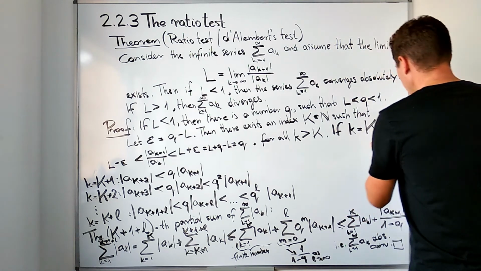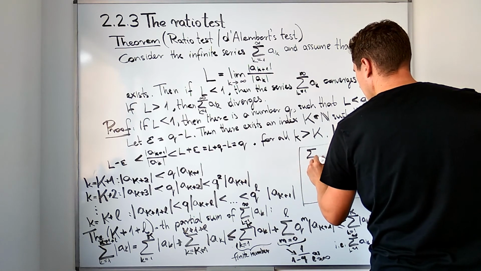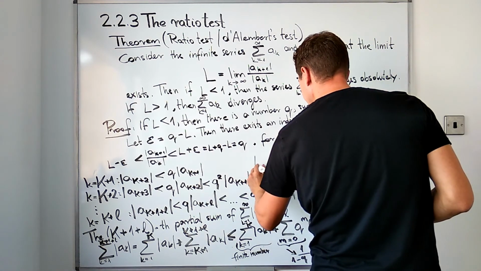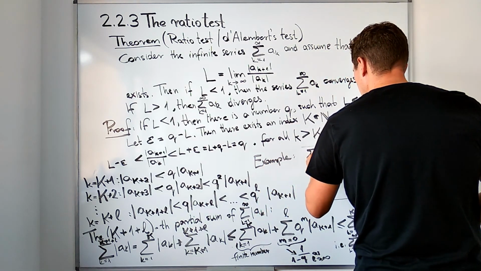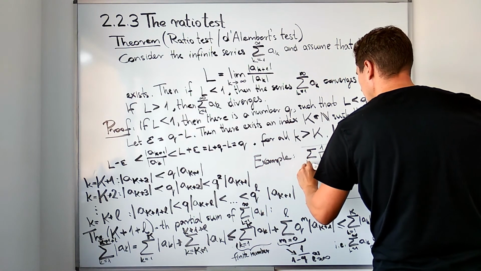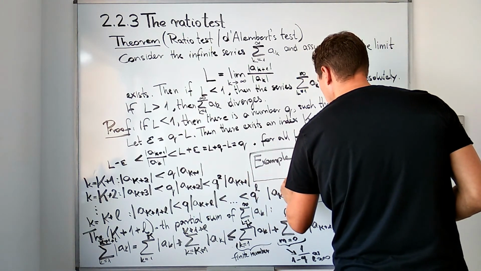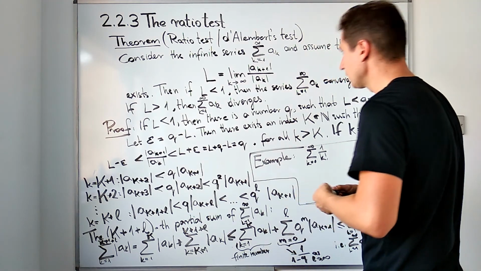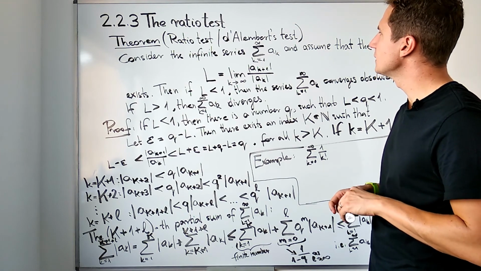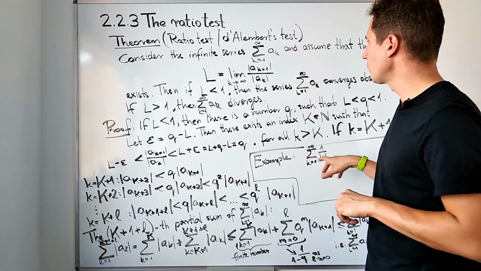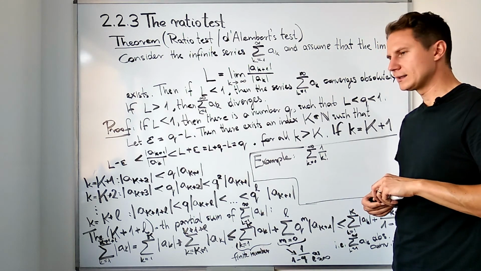Okay, for an example, I would like us to look at the following. I would like us to look at the example of the series 1 over k factorial, with k going from 0 to infinity. And I would like you to decide, using the ratio test, whether it's a convergent series or not. Pause the video, use the ratio test, and use the options below to indicate your answer.